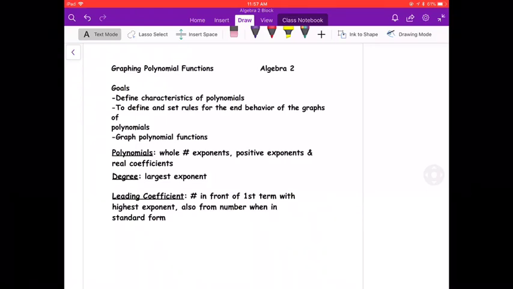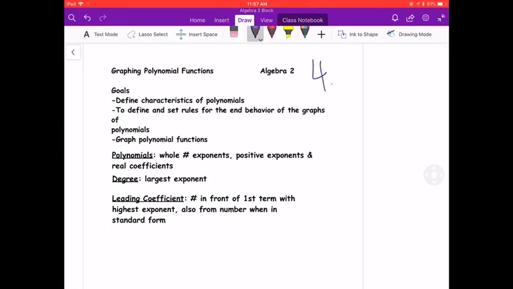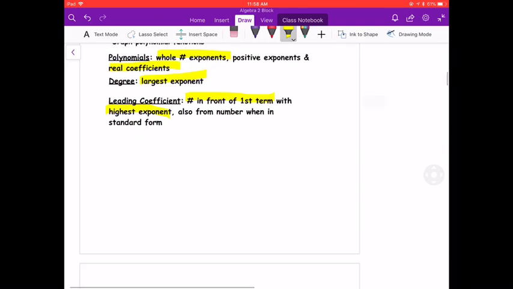Okay, this is going to go with our notes that are 4.1b, and really we're going to work on graphing the polynomials and talking about end behavior. So remember, in order for it to be a polynomial, you need whole number exponents and real coefficients. The degree is the largest exponent, and then you can name it based off of that exponent. Like if the largest, it's a degree of 3, it'd be called a cubic. And then the leading coefficient is the number in front of the first term, or it's the number in front of the one with the highest exponent. So that's just a little bit of review.